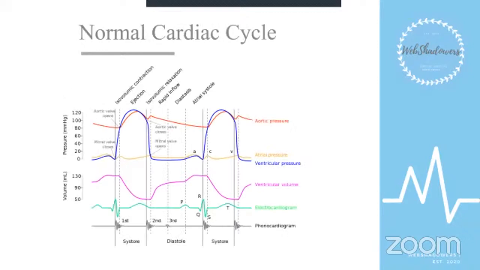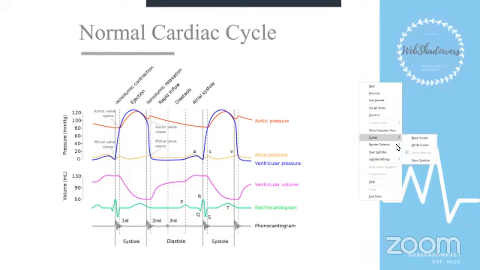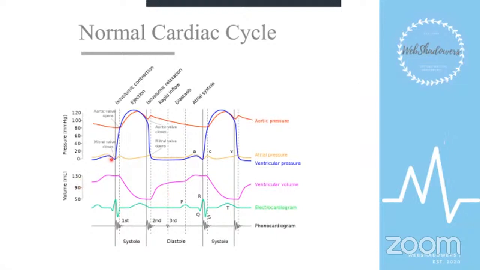All right, before we jump in, I wanted to quickly show this diagram. This is a complex looking diagram. We're not going to go through all of it in full detail, but it is helpful to know that the cardiac cycle has different phases to it. Systole and diastole are the two main phases that we're going to talk about.